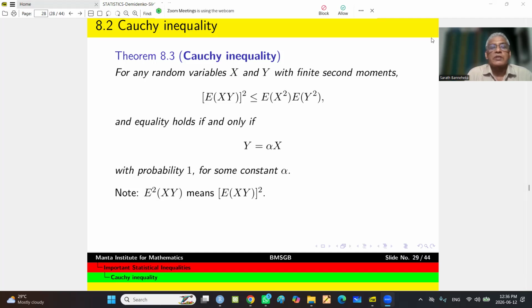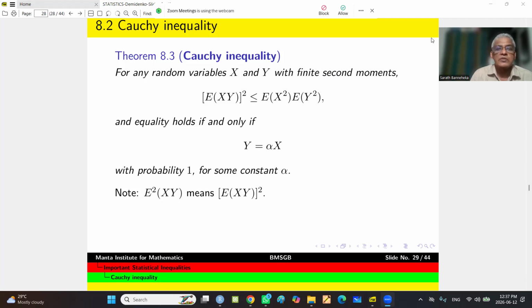So you can see that it involves expected values and two random variables, whereas in part one we discussed an inequality with one variable. It also was concerned with the expected value. That was Jensen's inequality.